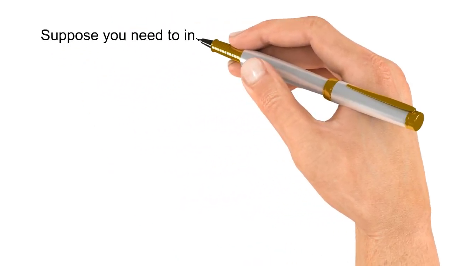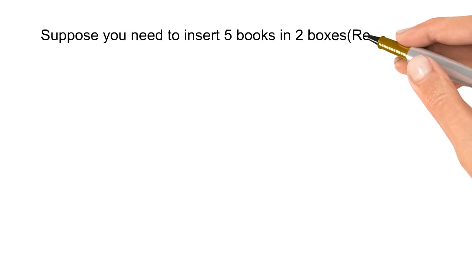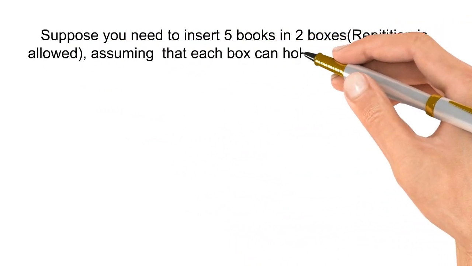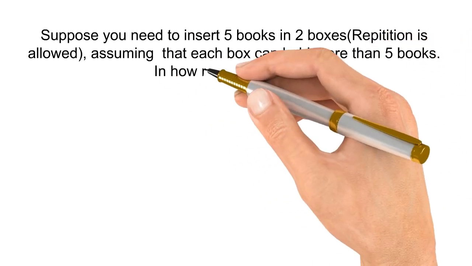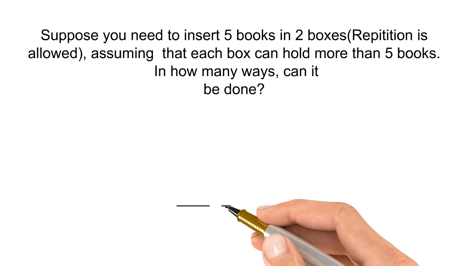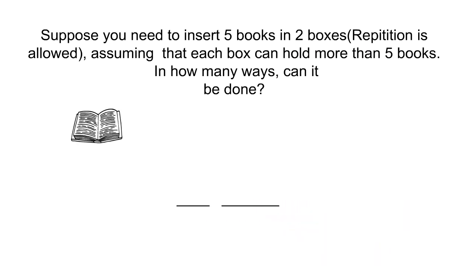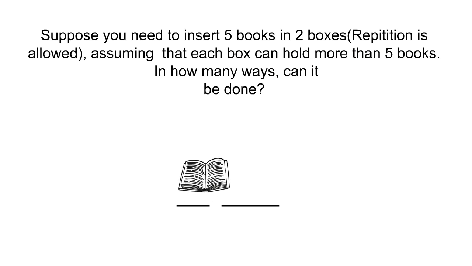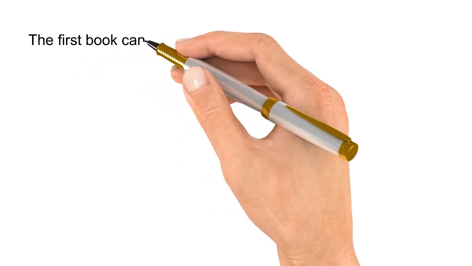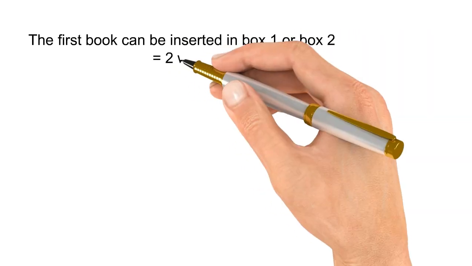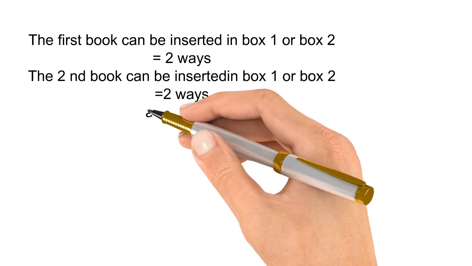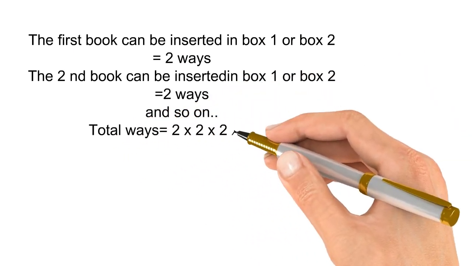Suppose you need to insert 5 books in 2 boxes. Repetition is allowed, assuming that each box can hold more than 5 books. In how many ways can it be done? The first book can occupy any of the two places, this or that. So we can say that the first book can be inserted in any of the two boxes, box 1 or box 2. The second book can be inserted similarly in two ways. The total ways will be 2 to the power 5.